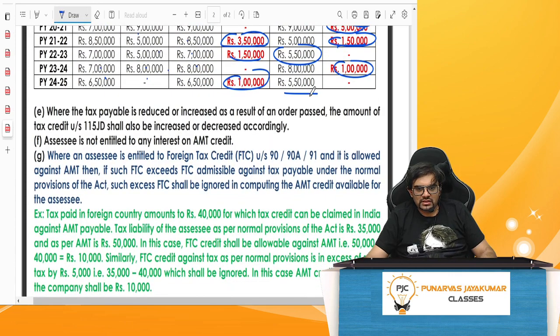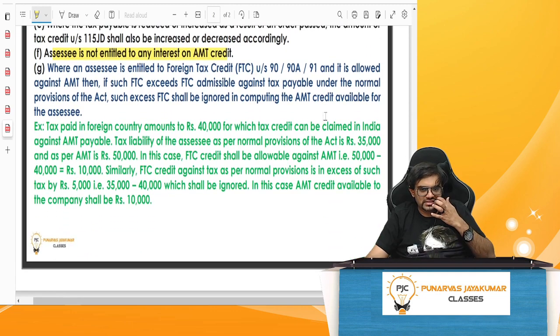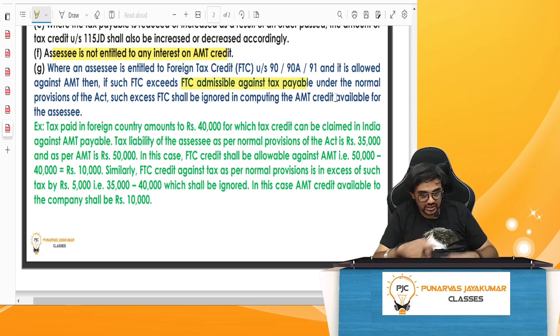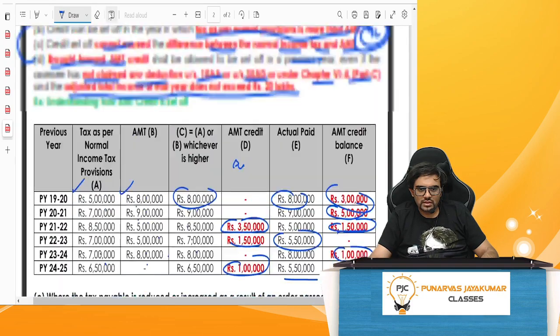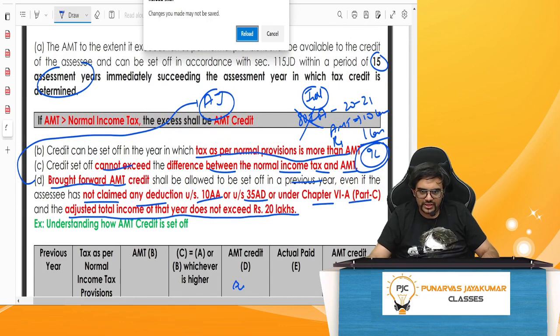Where the tax payable is increased or decreased as a result of an order, AMT also will be changed. This is just like MAT. An SSE is not entitled to any interest or AMT credit. Where an SSE is entitled to a foreign tax credit under 90, 90A and 91, it is allowed against AMT, but if FTC exceeds the FTC admissible against tax payable under the normal provisions, the excess FTC can be ignored. Guys, same thing we have done in international taxation, so you can refer to the international taxation lectures. That's about AMT.